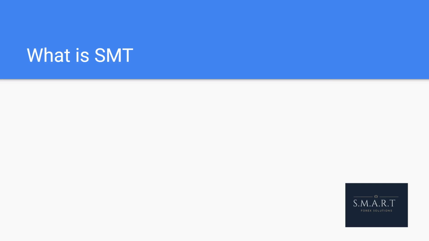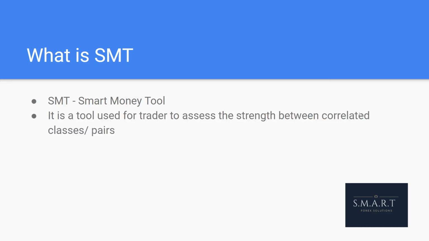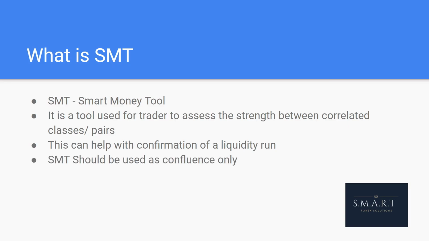So today in this lesson, I'm going to take things a little bit further and talk to you about something called SMT, which, if you've heard of divergence and things like that before, is pretty much that, okay? But essentially, what is SMT? SMT stands for Smart Money Tool. It is a tool used by a trader to assess the strength between correlated classes or pairs, whatever you want to call it. This can help you with confirmation of a liquidity run.